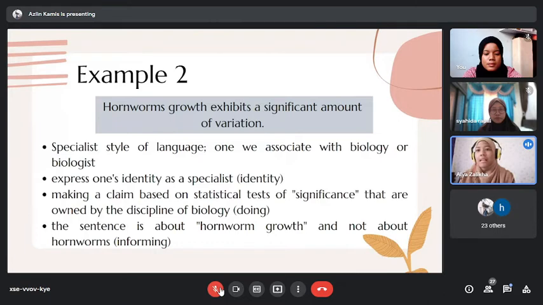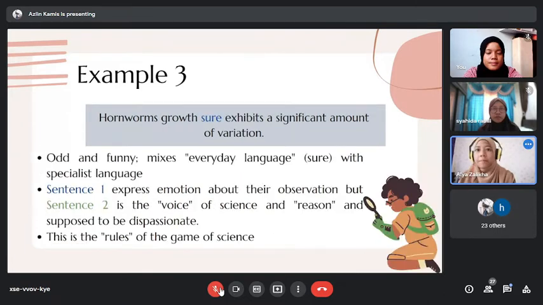So next, for the last example, let's read it together. Hornworm growth sure exhibits a significant amount of variation. When you read this sentence, don't you think that the sentence is a bit odd and funny? It is because it mixes everyday language with special language. It means it mixes example one and example two.